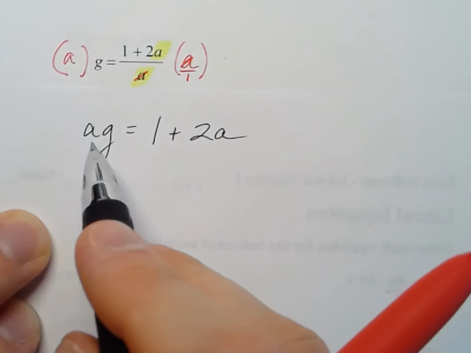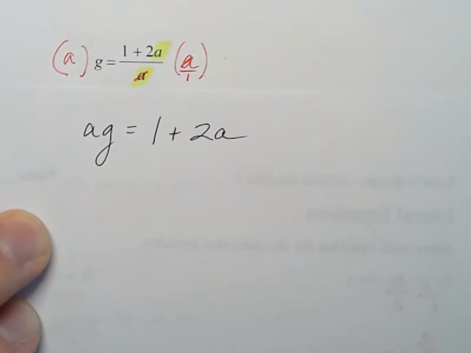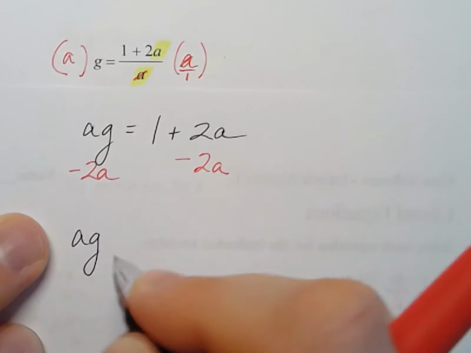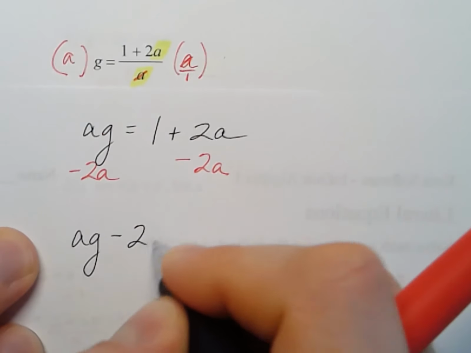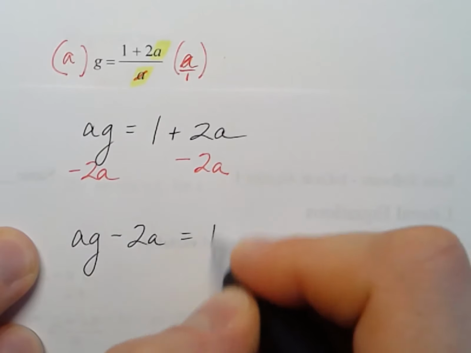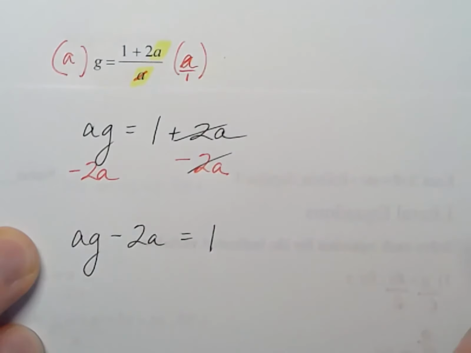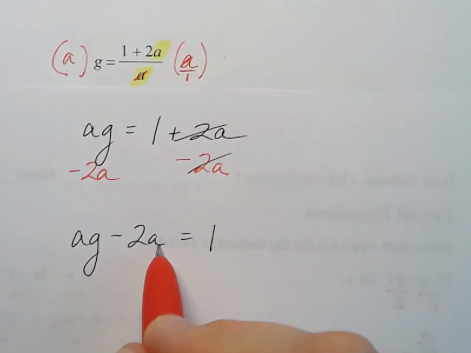But we still need to get the a's together, okay? So if we subtract 2a and we subtract 2a, then we're going to have ag minus 2a equals 1 because those cancel. And notice now that we have an a here and an a here.